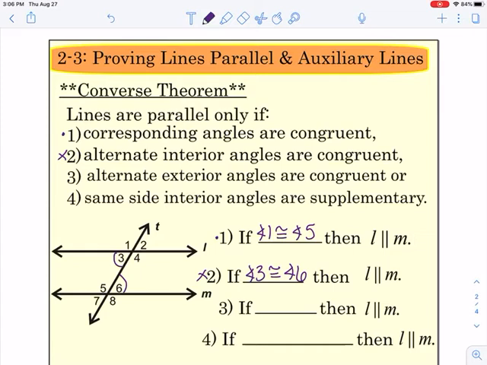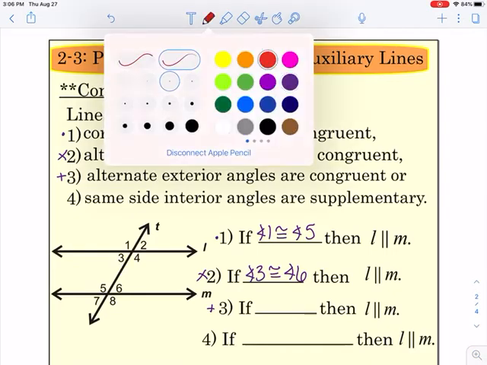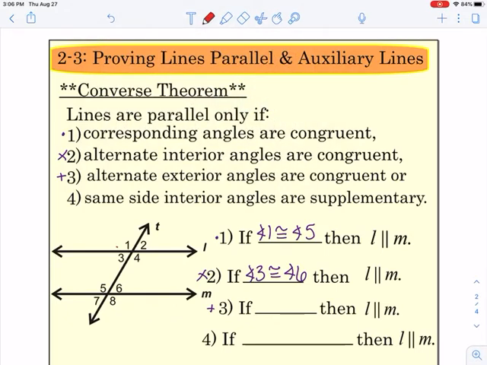For our third one, this time we have alternate exterior angles. If I want alternate exterior angles, they have to be on the outside of the sandwich, one from the top, one from the bottom, and on opposite sides of the transversal. So maybe angle 1 and angle 8. If I can tell you that angle 1 is somehow congruent to angle 8, then I'll be able to tell you that line L is parallel to line M.